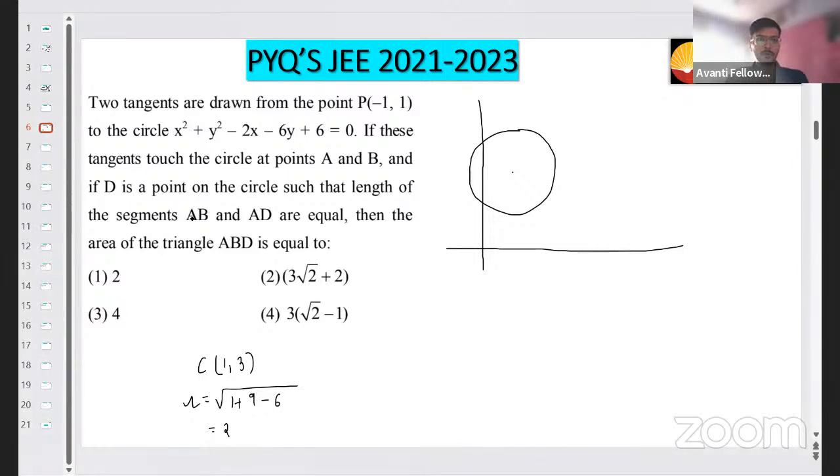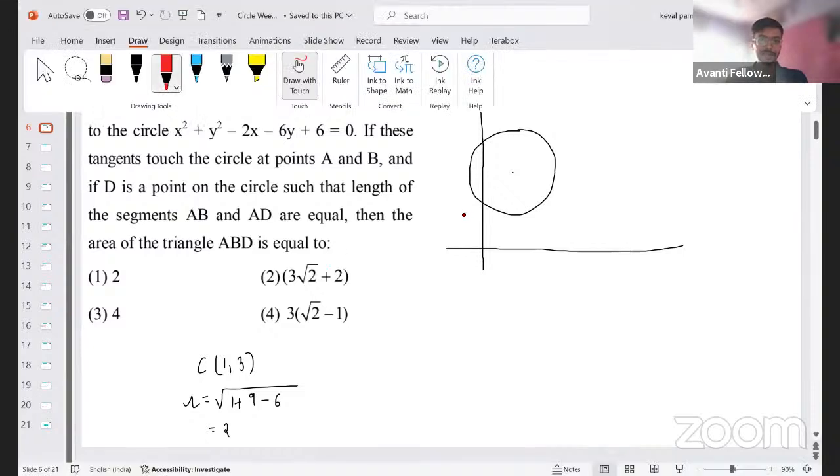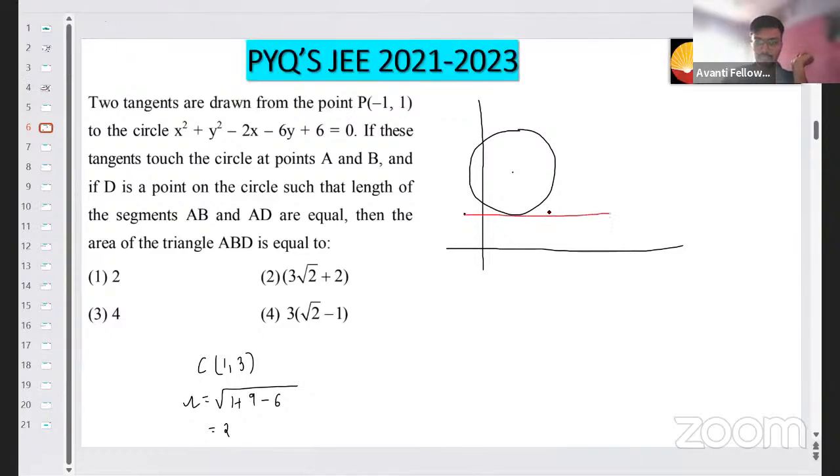Now, what is given? P is minus 1 comma 1. So let's say the point is here. Let me change the color. From this point, two tangents are drawn. So this will be one of the tangents and this will be the other. And if you can see from the diagram, one of them is parallel to the x-axis and the other one is parallel to the y-axis. Correct? And the coordinates of this, let's say P, are given as minus 1 comma 1.